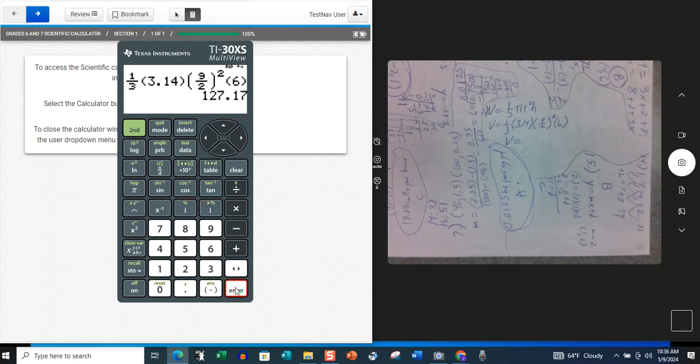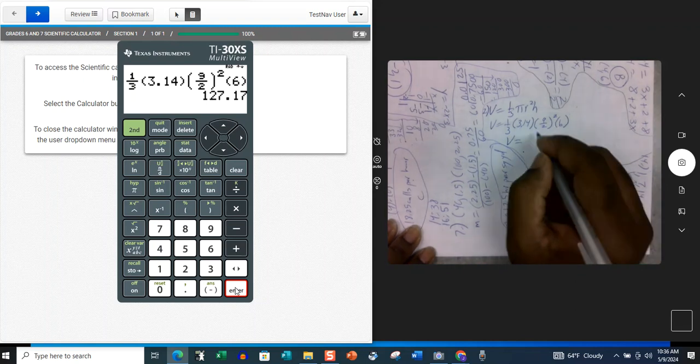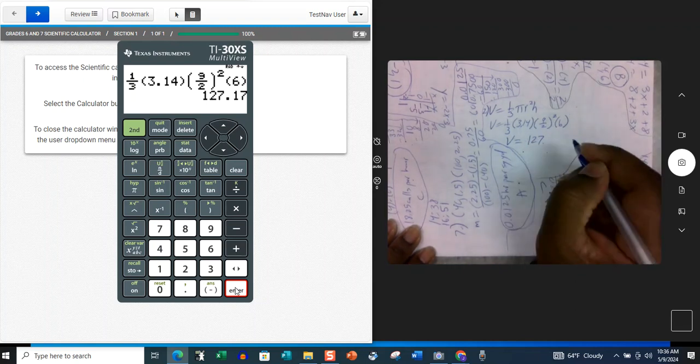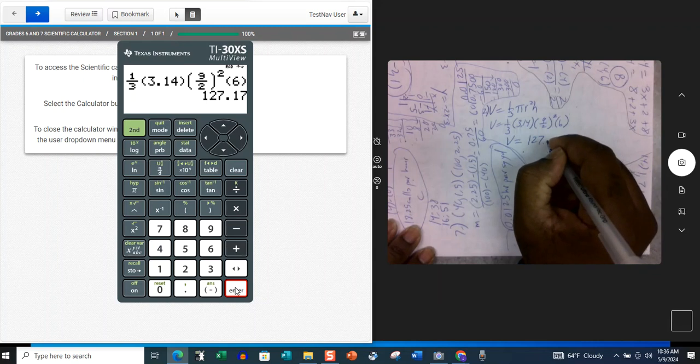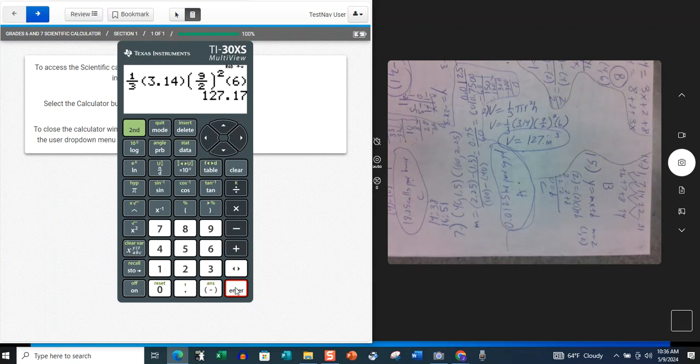And we'll press enter. So our final answer here will be the volume, and they tell us to round to the nearest unit, so that means to the nearest whole number, so it'd be 127 inches cubed. So that would be the answer for number 2.